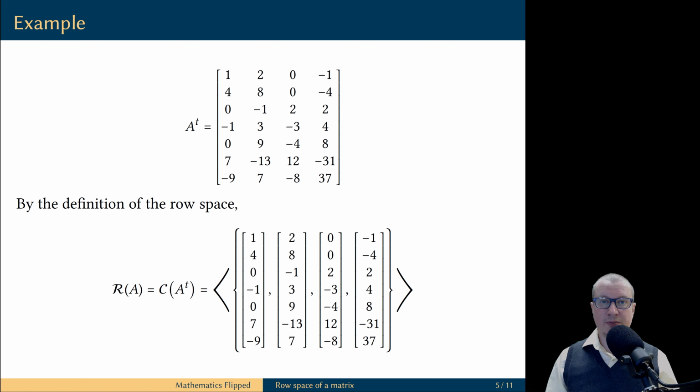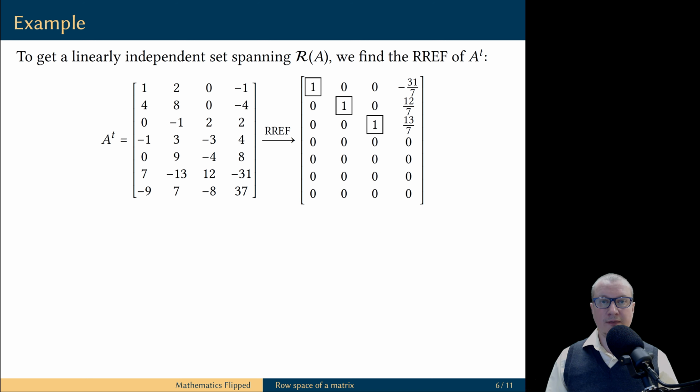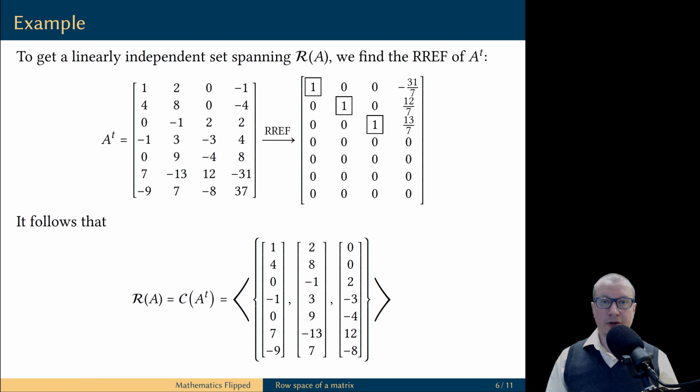Of course, this might not be the most efficient way to describe this span because this set of vectors might be linearly dependent, so to figure out what is the most optimal spanning set, we reduce this matrix, and we see that the reduced row echelon form contains 3 pivot columns. There are columns 1, 2, and 3. Therefore, the row space of the matrix A, which is the column space of A transpose, can in fact be described using only the first 3 columns of the matrix A transpose.